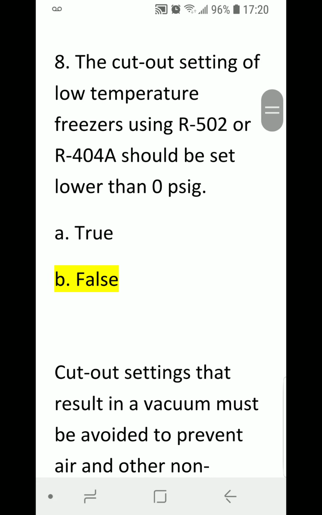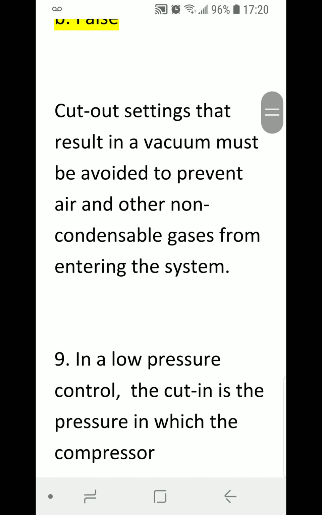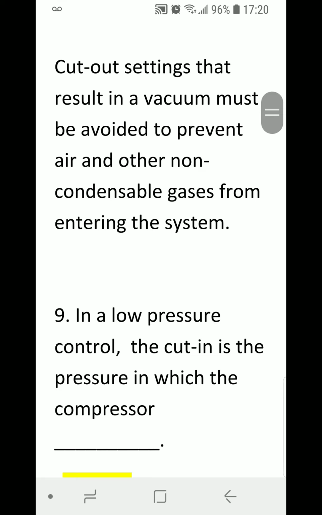Number 8. The cutout setting of low temperature freezers using R502 or R404A should be set lower than 0 psig. A. True. B. False. Correct answer is B. False. The reason being is that cutout settings that result in a vacuum must be avoided in order to prevent air or other non-condensable gases from entering the system.